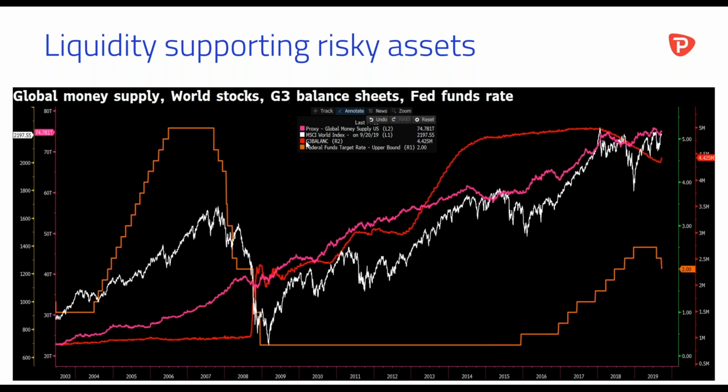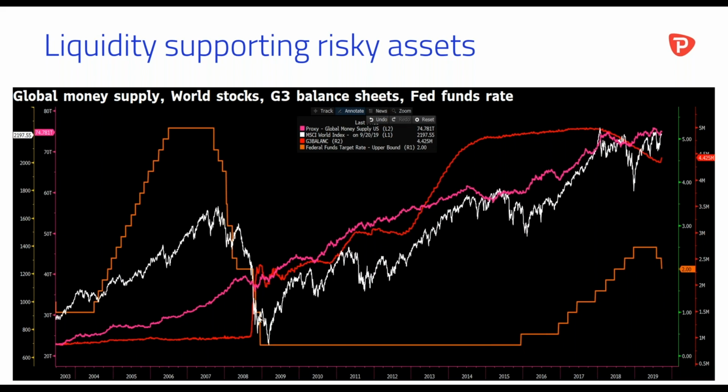You can see the G3 balance sheets, the red line here, which is the balance sheets of the ECB, the Bank of Japan, and also the Federal Reserve. They increased significantly from 2008, mostly from the Fed, who were expanding their balance sheet, buying mortgage-backed securities and US treasuries from commercial banks. Obviously, that created excess reserves. A lot of that went back into the financial markets.